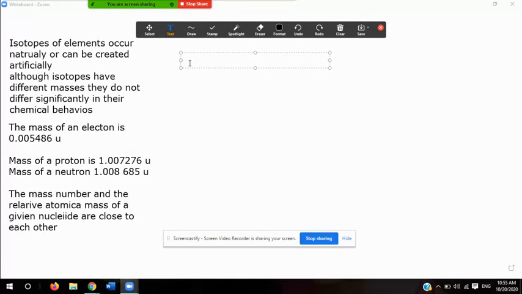Okay, so let's talk real quick about the average atomic mass and then let's see how we calculate it. Basically, the average atomic mass of a naturally occurring element is the weighted average of the atomic masses of the naturally occurring isotopes.